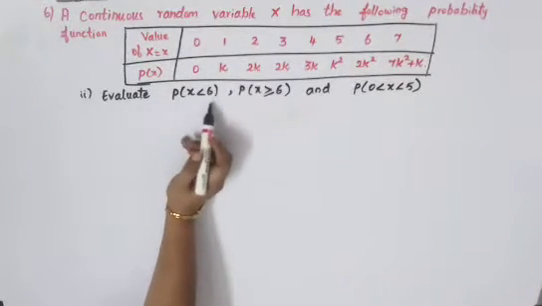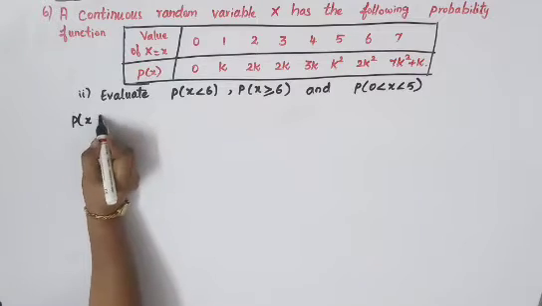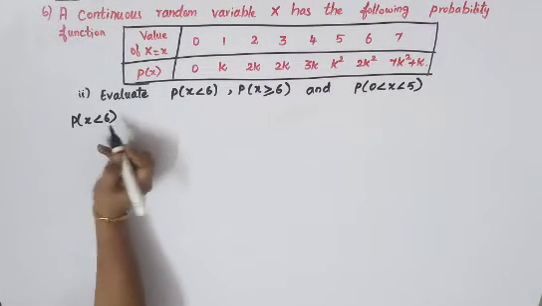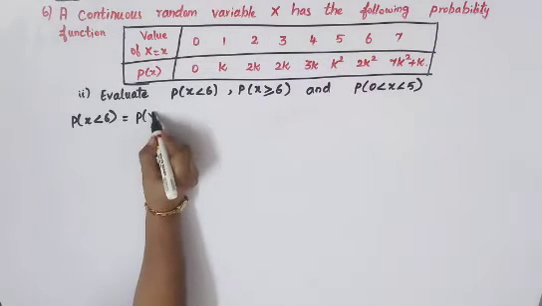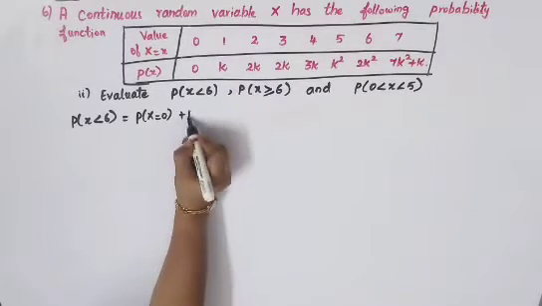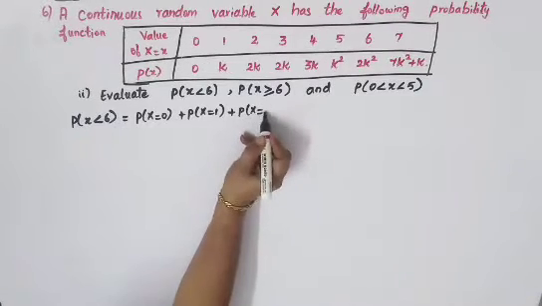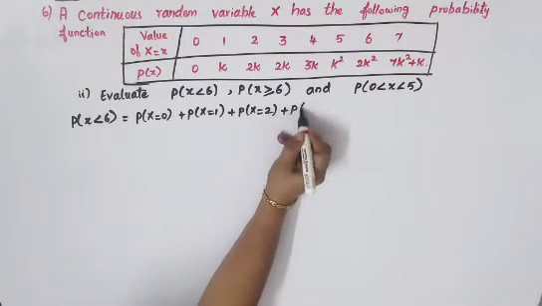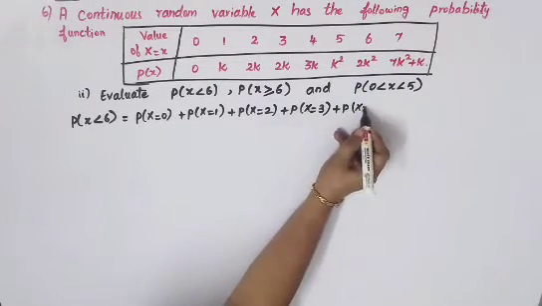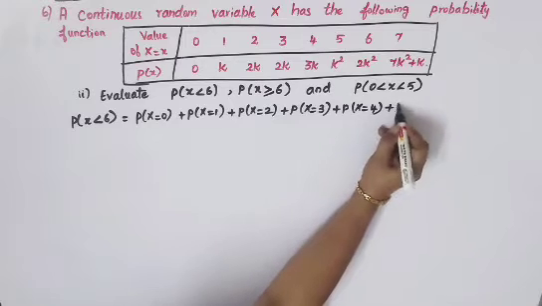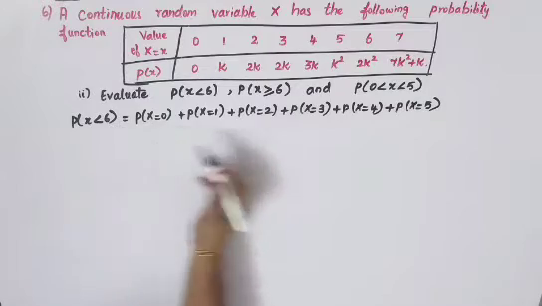Second subdivision, your first part is P(X < 6), you will have to find it. So P(X < 6). Less than 6 means till 5 you will have to write your values. So that is equal to P(X=0) + P(X=1) + P(X=2) + P(X=3) + P(X=4) + P(X=5), because they have given less than 6, so you'll have to go up to 5.